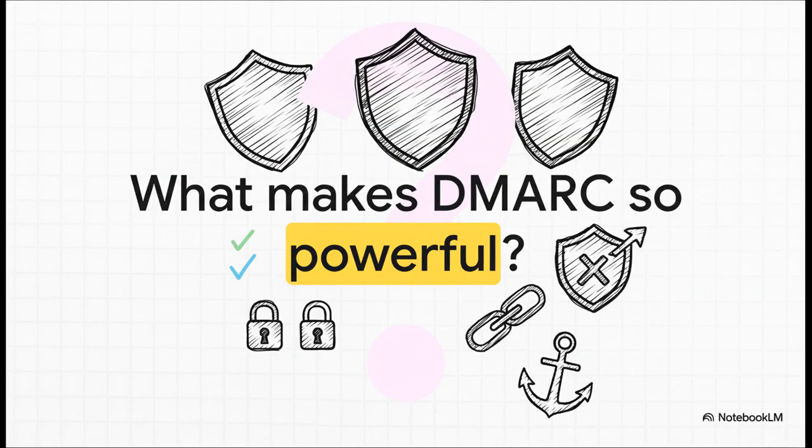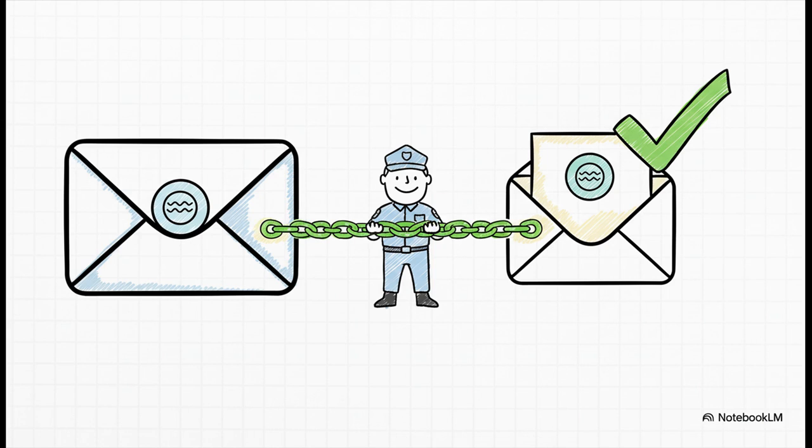So what's the secret sauce here? What makes DMARC the real hero of this story? It's not just that it checks SPF and DKIM. It adds one incredibly powerful little requirement. And that power, it all comes down to one simple word: alignment. Seriously, this is the game changer.